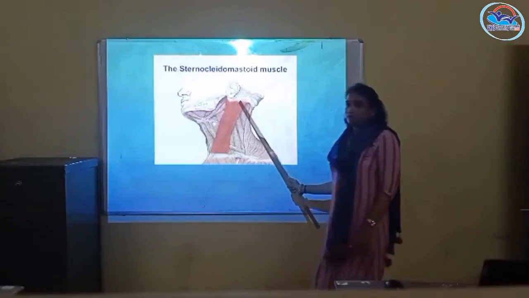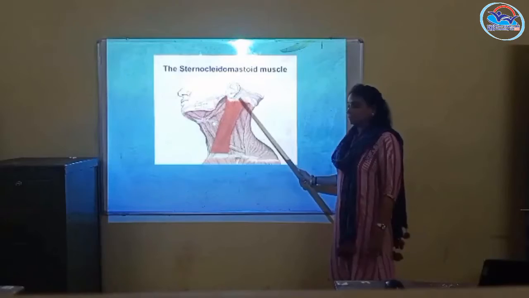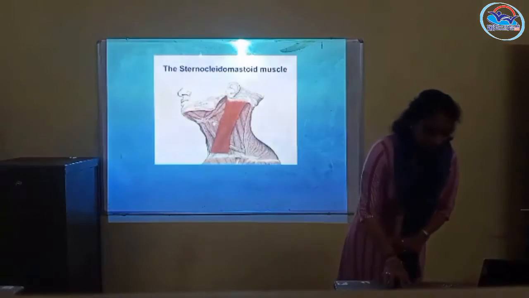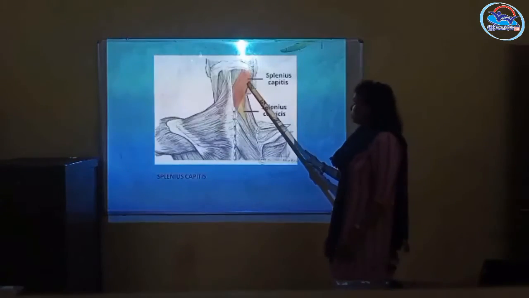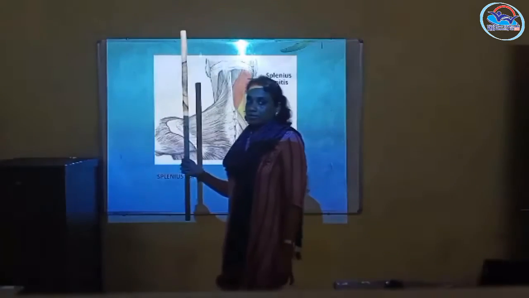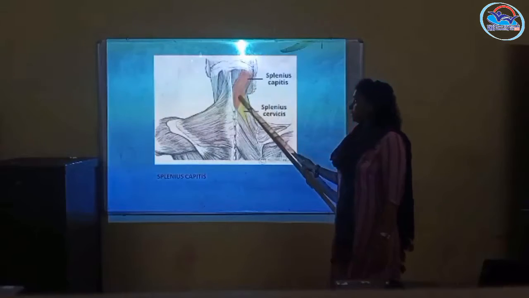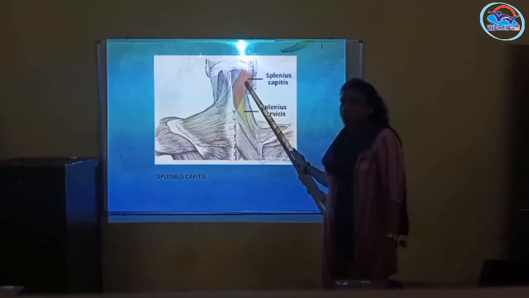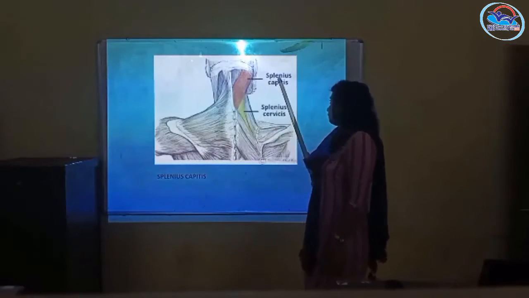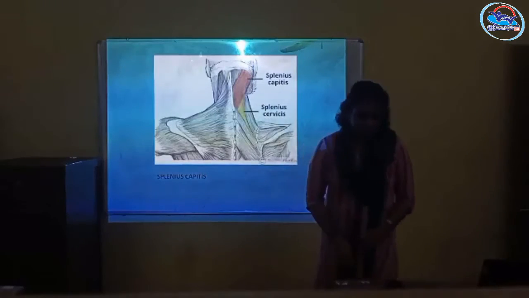This is the side view of the sternocleidomastoid muscle. This one is Splenius Capitus. In the cervical region, we can see the Splenius Capitus muscle. In the red color, you can see the Splenius Capitus muscle.